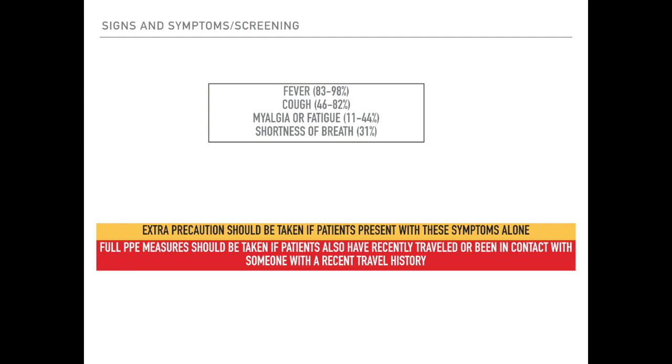So fever is present in 83 to 98% of patients. Cough is present in 46 to 82%, which makes sense because this virus has a high affinity for certain receptors in the lung. 11 to 44% of patients presented with myalgia or fatigue, and 31% of patients presented with shortness of breath. Now, when you are responding to these patients with these symptoms, you should take extra precaution if they're having these symptoms alone. However, if they have recently traveled or been in contact with someone who has recently traveled, then you should implement full PPE measures.